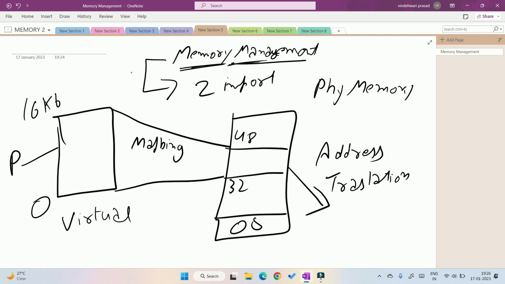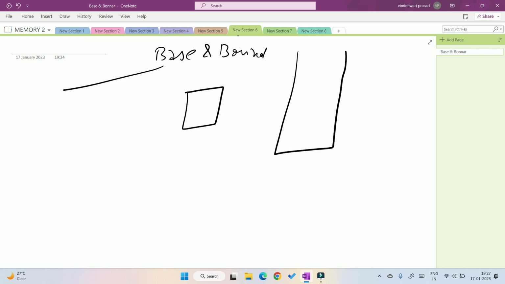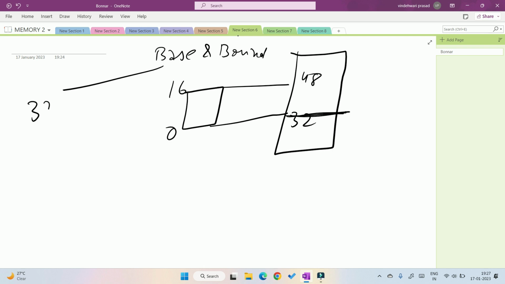the virtual to physical memory mapping, and this happens with the help of a technique called the base and bound technique. What is this technique? In this technique there are two registers, one for base and the other for bound. If there is a virtual memory mapped to a physical memory, here 32, here 48, it is 0 to 16. The base of the physical memory, from where this process starts, is called the base. Here it is 32.